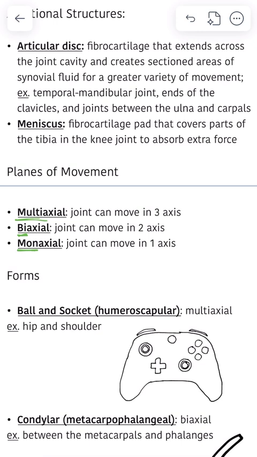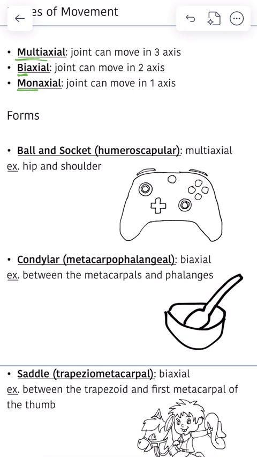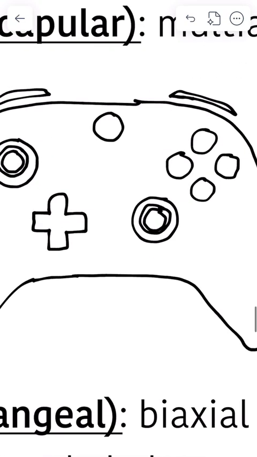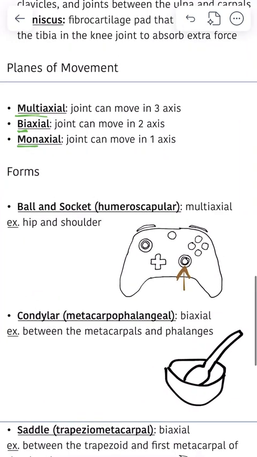And now there are 6 forms of synovial joints. The first one is ball and socket, which is also called humeroscapular, and it's multi-axial. So again, it can move in 3 axes. The best example is the hip and shoulder. A real-world example is the joysticks on a controller. It's going all the way around. It can go up, down, side to side. Again, looking at those 3 axes.